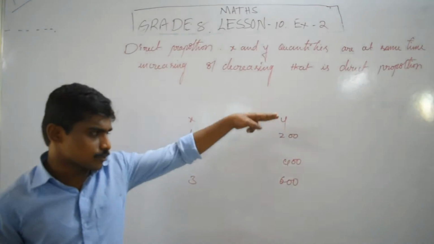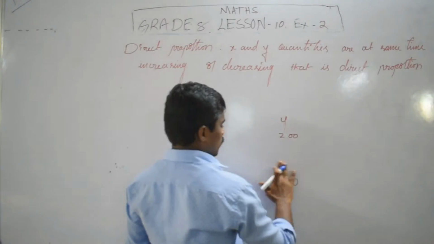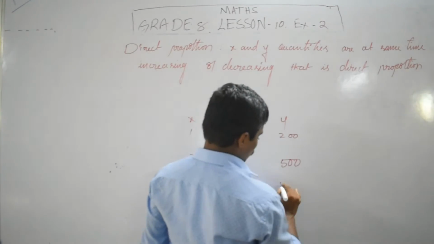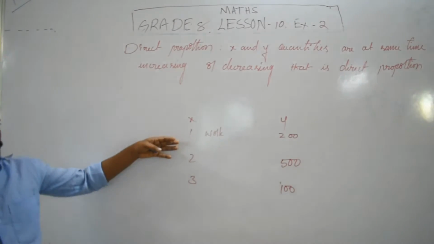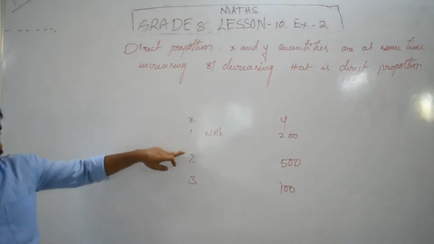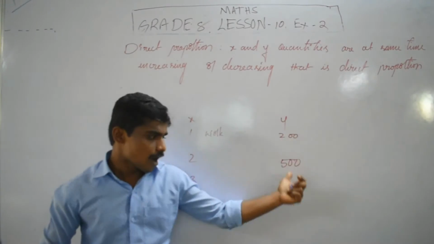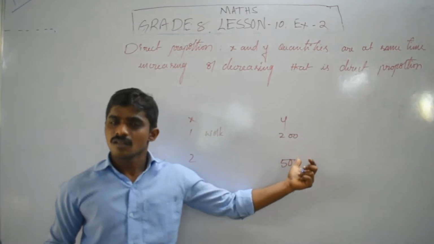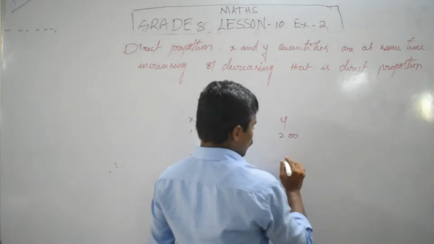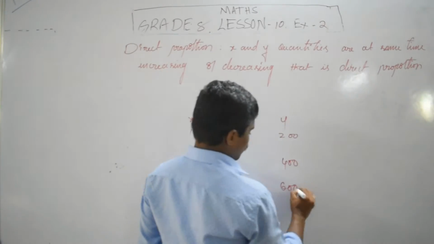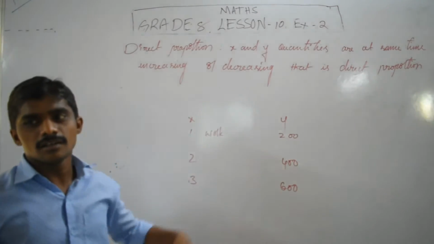Here see, 200 plus 200, 400. 400 plus 200 is 600. But if 2 plus 2 here, 500 coming, here 1000 coming. See, this is not direct proportion. Why? It is not constant increasing. Here 1 plus 1, 2, 2 plus 1, 3. So here constant increasing. Here see, how does it increase? 200 plus 300, 500, 500 plus 300, 800, 1000 coming. So here 400, here 600. Here 200 plus 200, 400, 400 plus 200, 600.